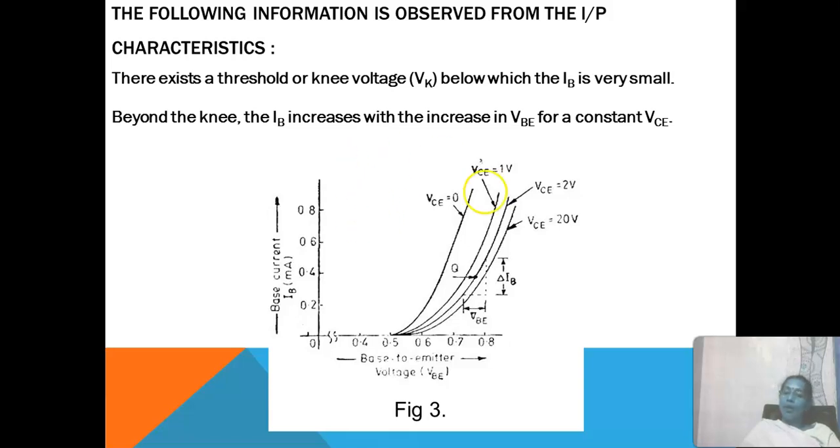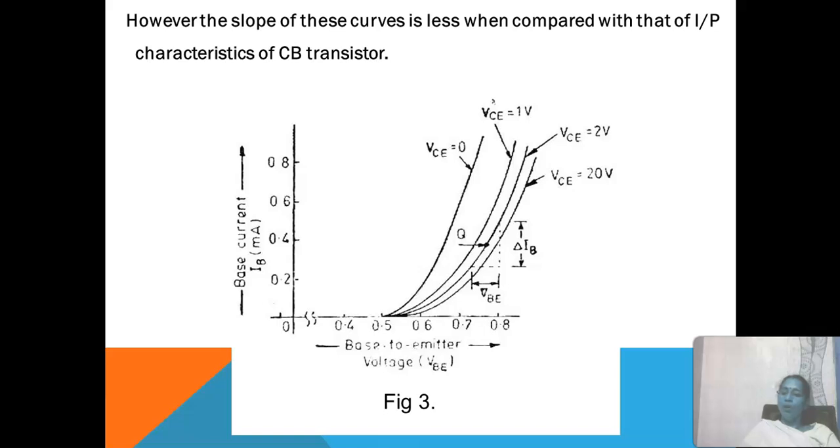However, it may be noted that the value of base current does not increase as rapidly as that of the input characteristics of a common base transistor. It means that the input resistance of a transistor in common emitter configuration is higher as compared to the common base configuration. As the collector to emitter voltage VCE is increased above 1 volt, what happens?